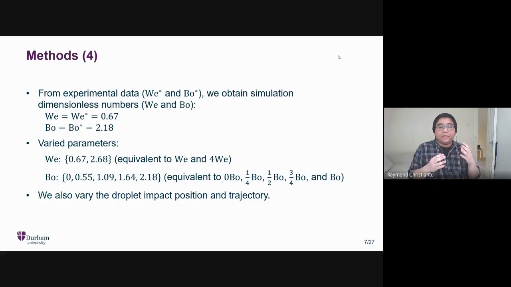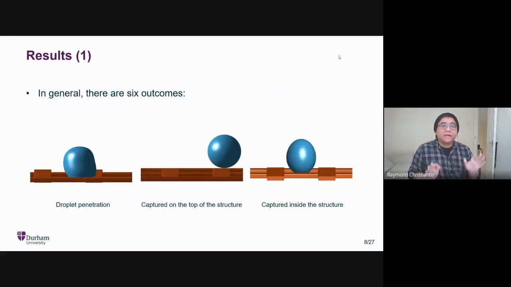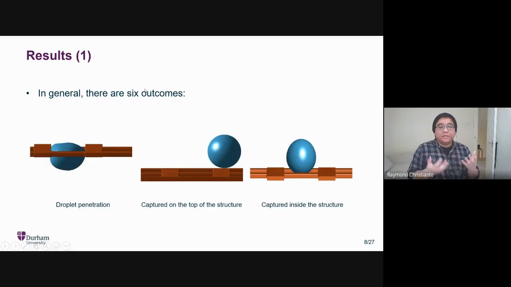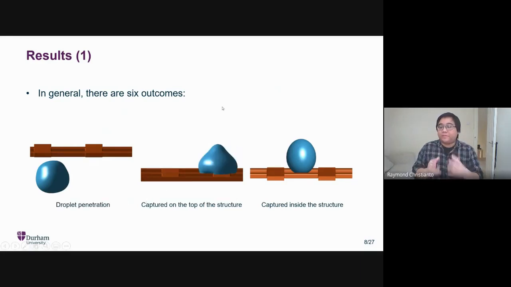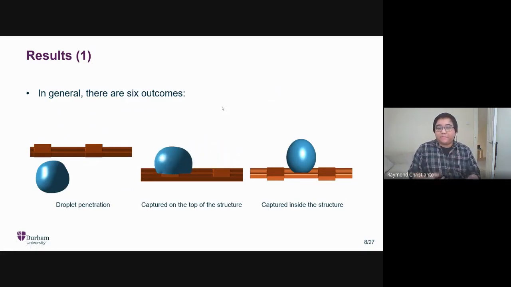We also vary what we call the droplet impact position, because if we have a structure like that, the droplet can hit the structure in different positions. Therefore, we also want to see how it will affect the collecting behavior. So in general, there are 6 outcomes depending on those factors. First, the one we really do not want to see is droplet penetration. The droplet just hits the structure and penetrates, not captured at all.